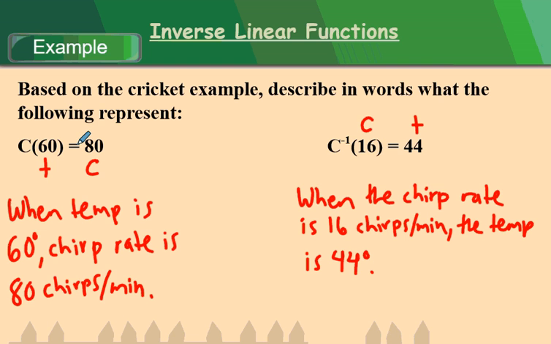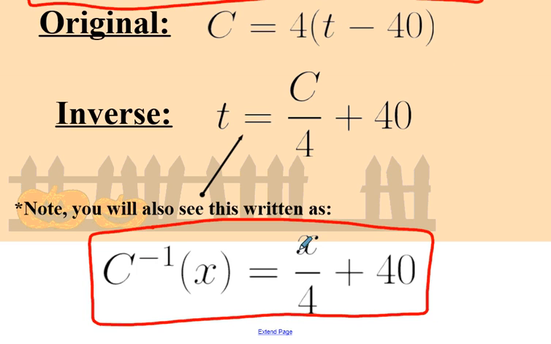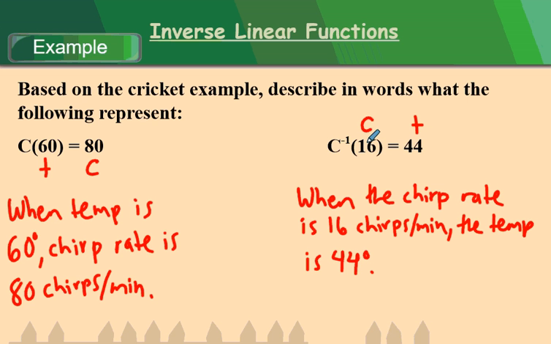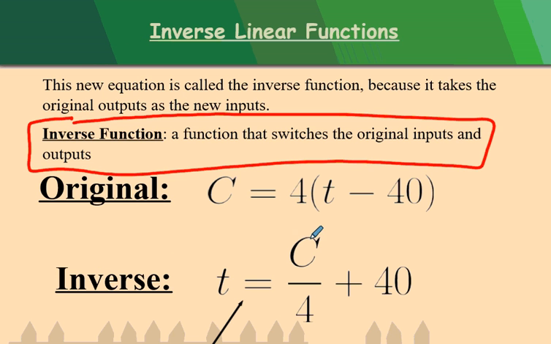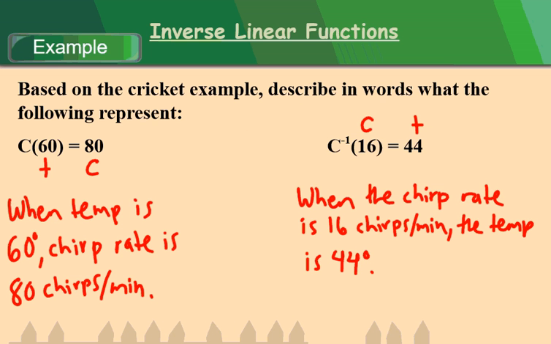If you want to, you could check this for the inverse one. If I put 16 in for my input, I should get 44 for my output. Let's go check it. 16 divided by 4 is 4. 4 plus 40 makes 44. So that's exactly what we said. When we put 16 in for my input, which is a C in my inverse, I get a 44 for my output, which is the temperature.